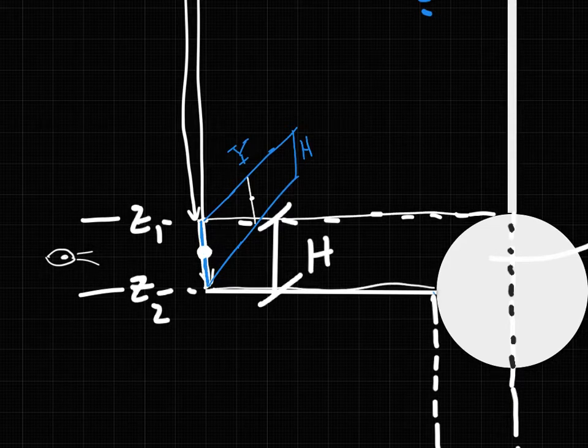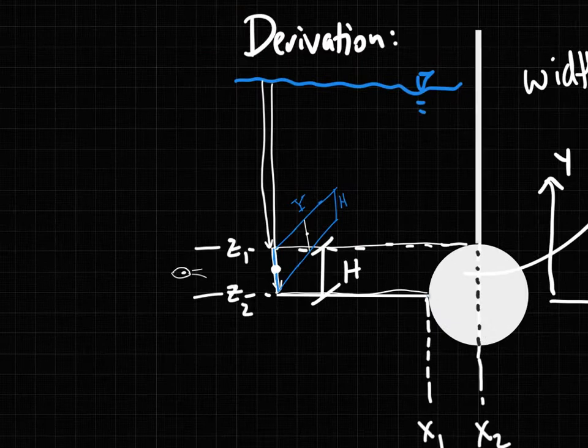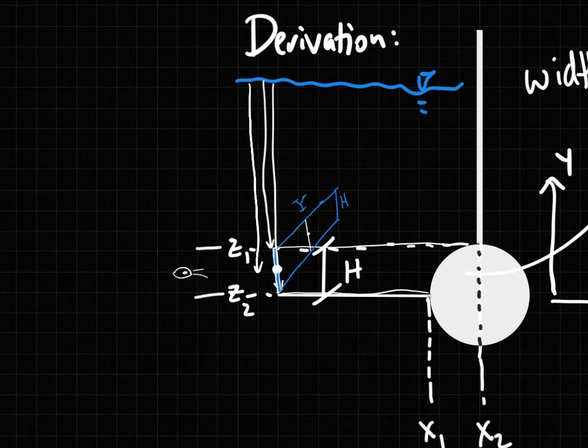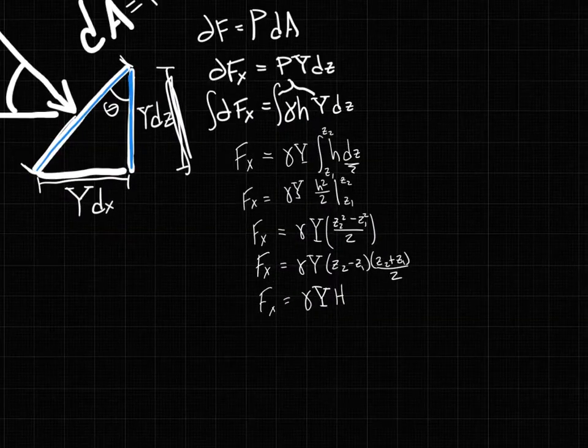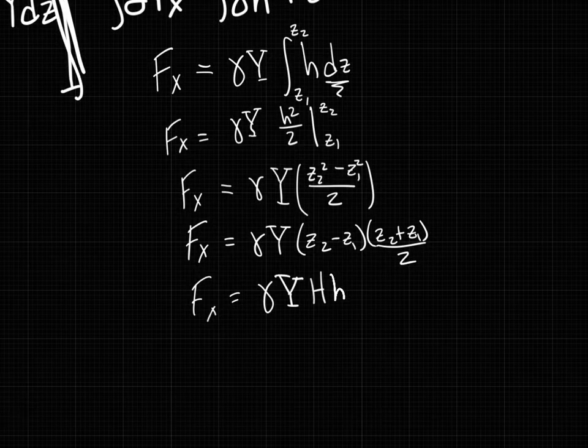Okay, so that's going to be H bar. That's the distance from, so this is H bar. Boom, H bar. And we learned that on Tuesday's lecture. So if we go down here, (Z2 plus Z1)/2, that's H bar. All right, cool.